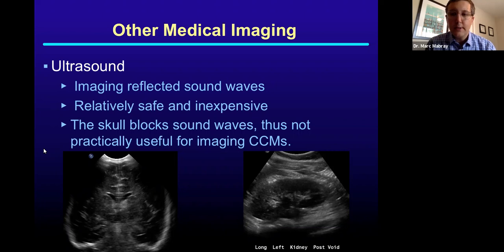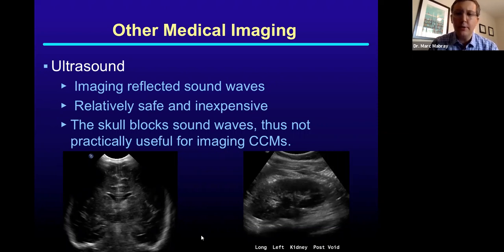Since the skull in an adult is a complete bone around the brain, though, it's typically not very useful in imaging the brain. So it wouldn't really be useful in imaging CCMs. This is an image here from a neonatal head ultrasound. In a newborn that has an open fontanelle where the skull is incomplete, we can actually image the brain with that technique. Once that closes, there's not really that option.